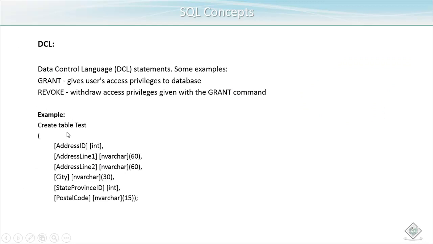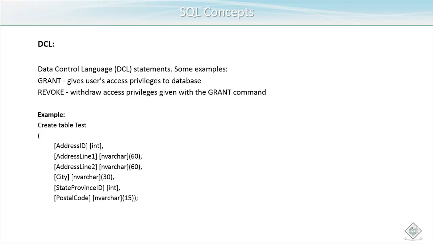Then we have the DCL, that is the data control language. The data control language helps us to control the data within the database. Examples of DCL are grant and revoke. Grant means that if somebody needs access to the database, we give the user access privileges using grant, and revoke is just the opposite of grant. If we want to withdraw the access privileges, we use revoke.